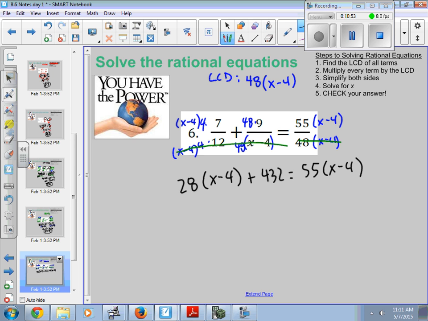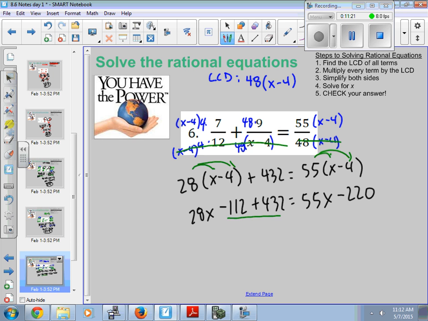So if we solve this one out, distribute here and here. And this has some bigger numbers, so you might want to use your calculator just to double check. But 28 times x is 28x. 28 times 4 is going to give us minus 112. On the other side, we got some distributing too. 55 times negative 4 is going to give us negative 220.